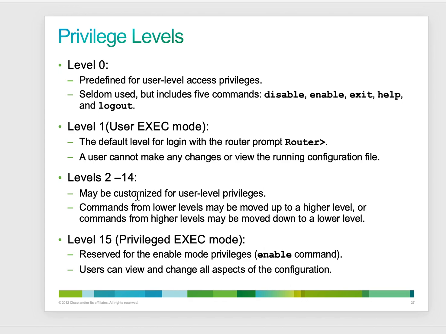Level 2 to 14 may be customized for user level privileges. They have all the user level privileges, and then the commands from the lower levels may be moved up to a higher level, or the commands from higher levels may be moved down to a lower level. So they have a little bit more privileges. Apart from the user level privileges, they have some command line privileges. Then level 15 is the privileged execute mode. Okay, these are the big IT people.